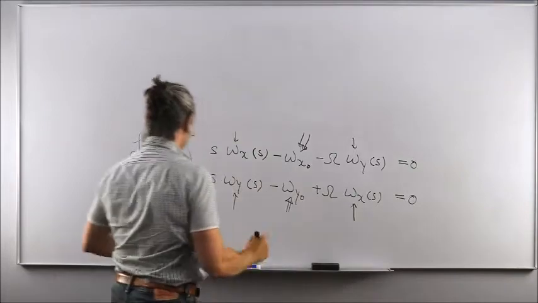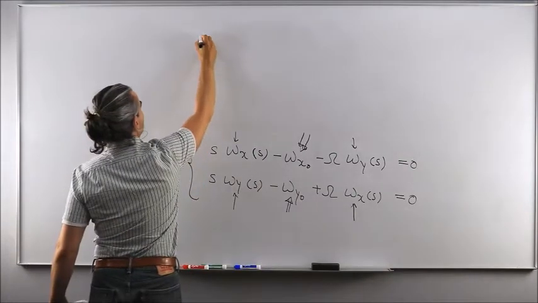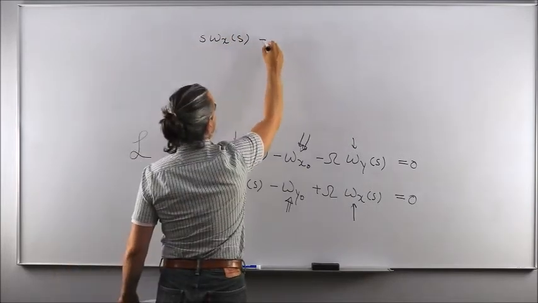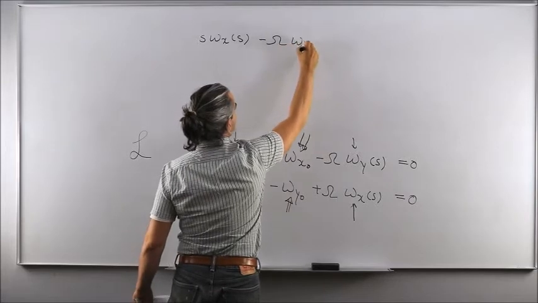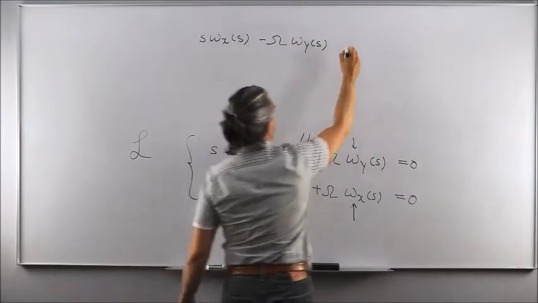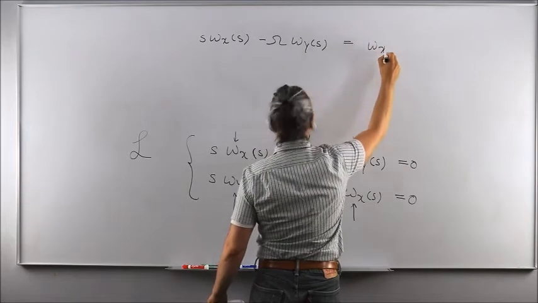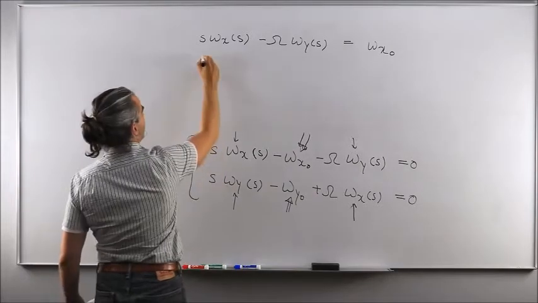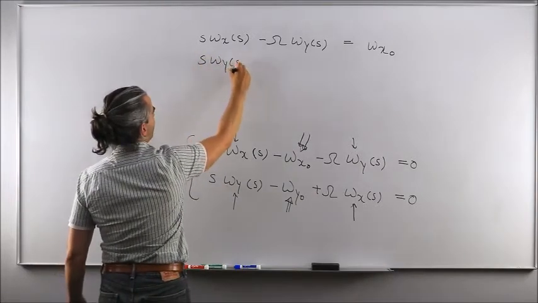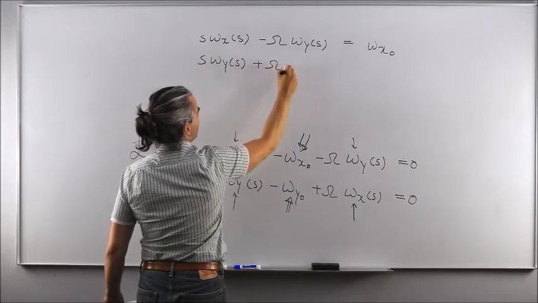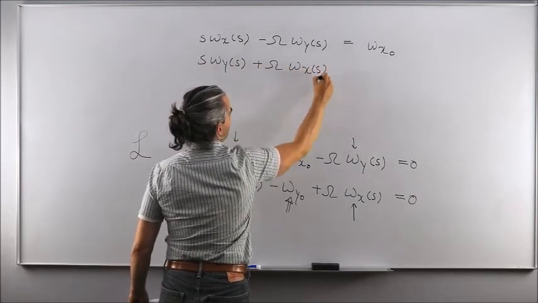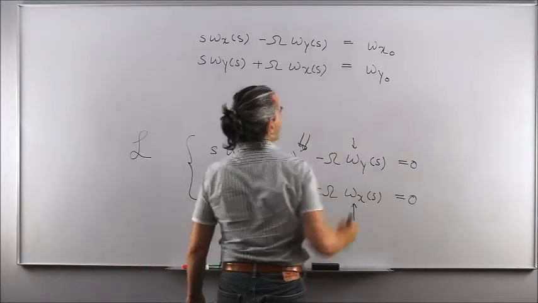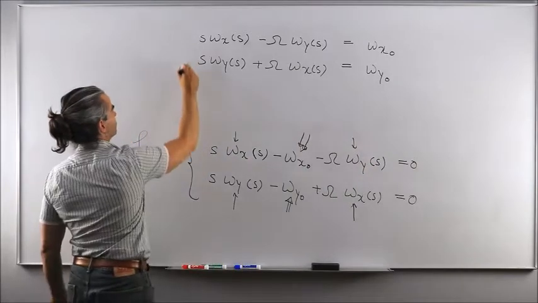Okay, I'm going to get s omega x in the s domain minus the relative spin rate times omega y in the s domain equal to the initial conditions applied to omega x. And similarly for the y equation, s omega y in the s domain plus relative spin rate omega x in the s domain equal to the initial conditions given to omega y at t equals 0. Good.